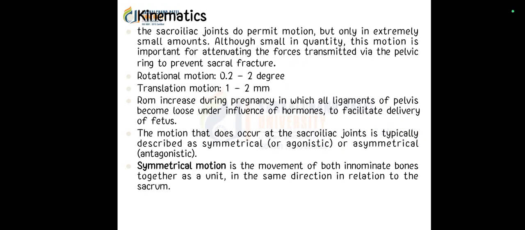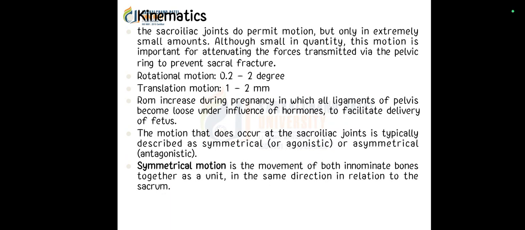Kinematics. The sacroiliac joints do permit motion but only in extremely small amounts. Although small in quantity, this motion is important for attenuating the forces transmitted via the pelvic ring to prevent sacral fracture. Rotational motion is 0.2 to 2 degrees, translational motion 1 to 2 mm. Range of motion increases during pregnancy, in which all ligaments of the pelvis become loosened under the influence of hormones to facilitate delivery of the fetus.